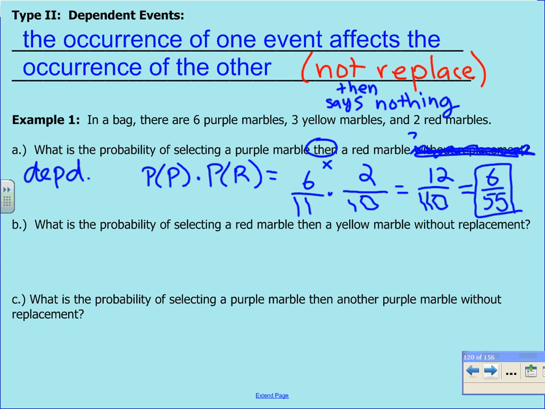Letter B. What is the probability of selecting a red marble, then a yellow marble? And I'm crossing this off because it won't say this on your homework. What is the probability of selecting a red marble, then a yellow marble? So it says then, which means multiply. It doesn't say replace, so we know it's a dependent event.